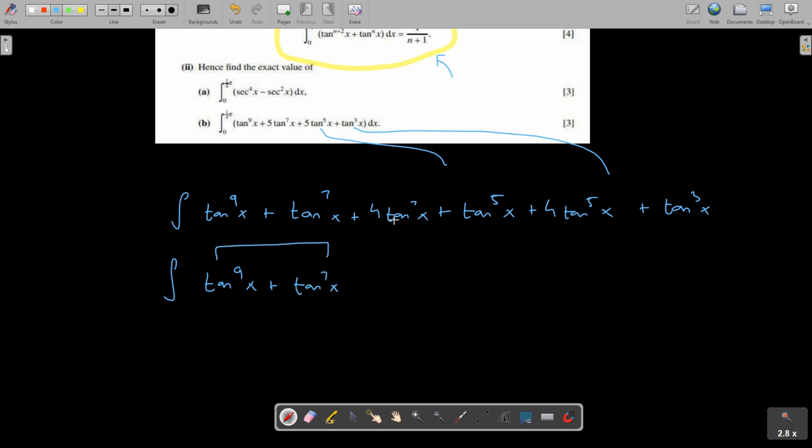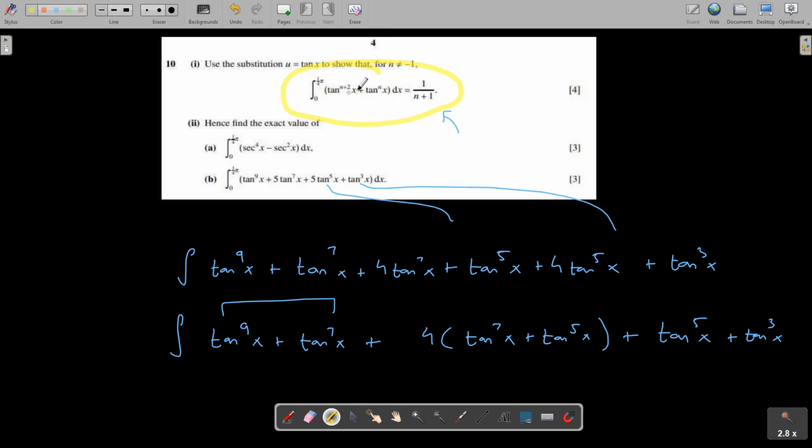So these are arranged. Now, I can take these 4's together because I can take them as common. 4 into tan power 7x plus tan power 5x. And finally, I can take tan power 5x with this. Tan power 5x plus tan power 3x. The reason I'm grouping it like this is because it clearly says n plus 2 and n. So this over here can be n, and this can be n plus 2, because 3 plus 2 is equal to 5, 5 plus 2 is equal to 7, 7 plus 2 is equal to 9.